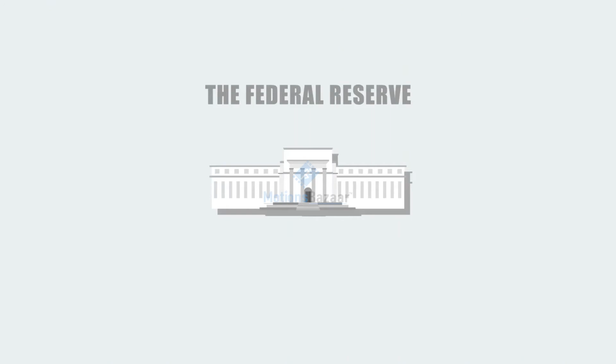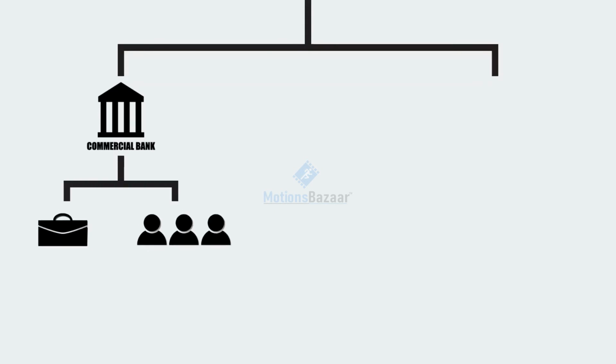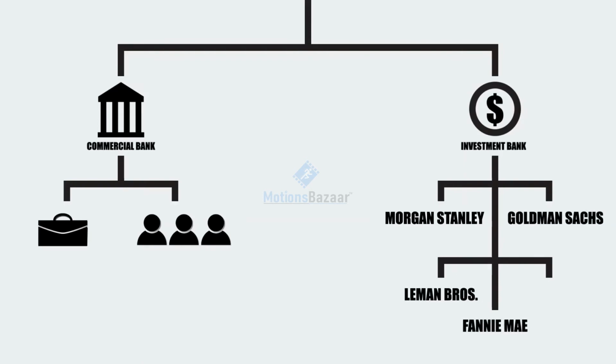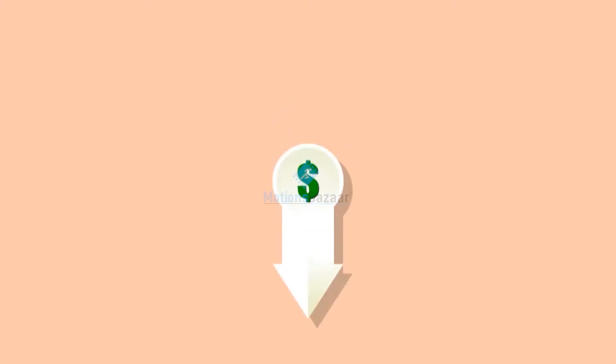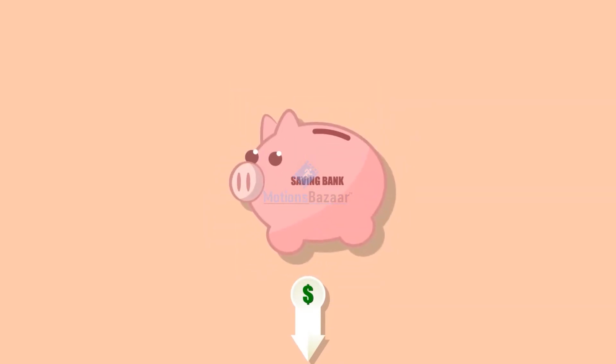Now, the Federal Reserve lends money to the following. 1. Commercial banks, which in turn lend money to businesses, the general public, and other investors. 2. Investment bankers, such as Morgan Stanley, Goldman Sachs, Lehman Brothers, Fannie Mae, and Freddie Mac. Then, the money flows down the ladder to banks, credit unions, savings and loans, and savings banks.